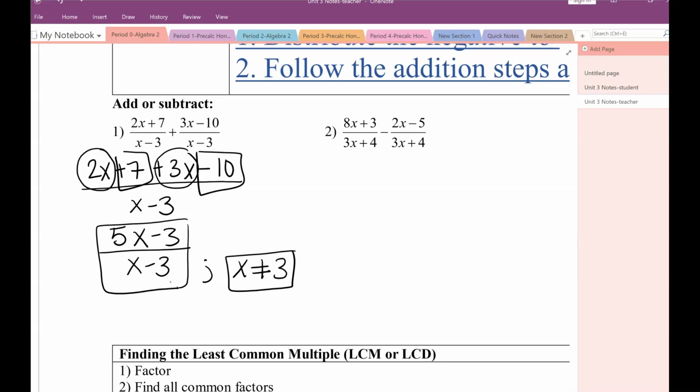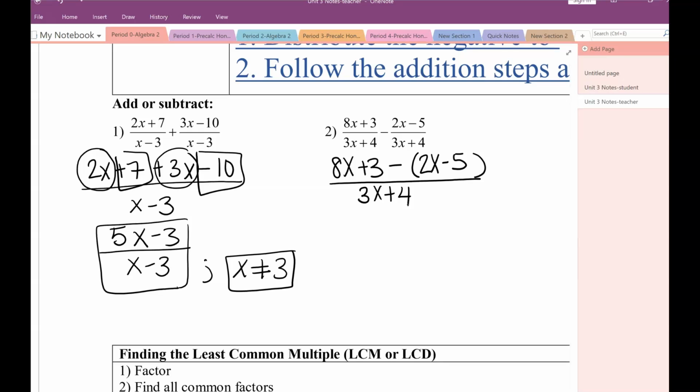Now, this one is a subtraction problem. What's different between addition and subtraction? Yeah, so on the numerator, we're going to copy the numerator down, 8x plus 3 minus. I'm going to write this here, okay, and we are going to distribute the negative after this step. And no, you don't have to write this step. You can go and distribute it right away.